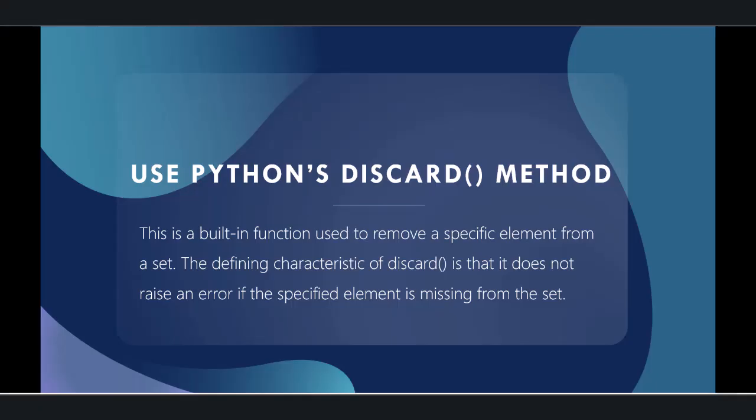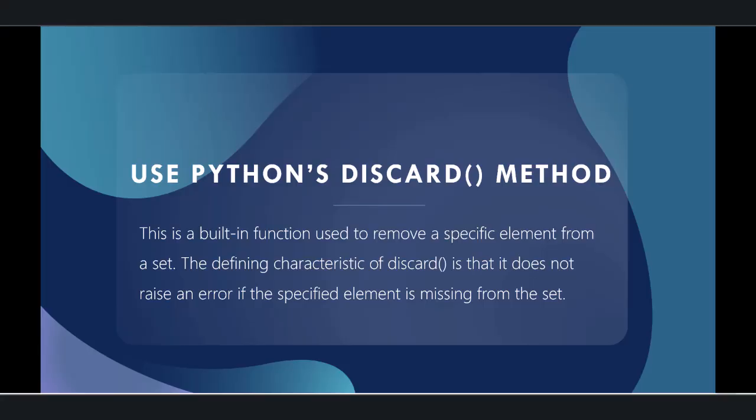Now we'll see the second method, that is using Python's discard method. This is a built-in function used to remove a specific element from a set. The defined characteristic of the discard function is that it doesn't raise an error if the specified element is missing from the set. By using the discard method also, we can remove a specific element from the set. If the element which you give to the discard function is not present in the set, it won't raise any error.